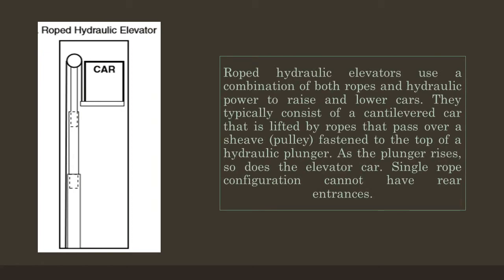Roped hydraulic elevators use a combination of both ropes and hydraulic power to raise and lower cars. They typically consist of a cantilever car that is lifted by ropes that pass over a sheave, the pulley, fastened to the top of a hydraulic plunger. As the plunger rises, so does the elevator car. A single rope configuration cannot have rear entrances.